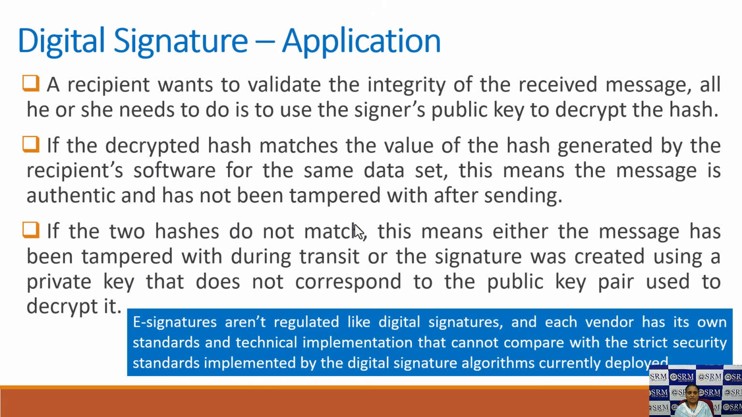So if the decrypted hash matches the value of the hash generated by the recipient software for the same data set, the message is authentic. That's how it gets authenticated. If the two hashes don't match, this means that either the message has been tampered with during transit, or the signature was created using a private key that doesn't correspond to the public key. So the public and private key matching should happen here.